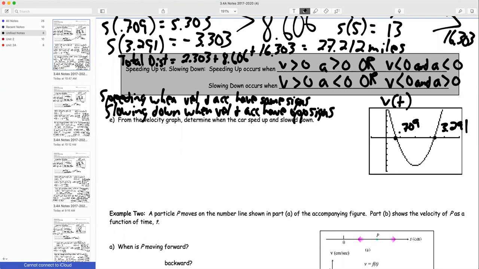From here to here, velocity is negative, below the x-axis. Acceleration, positive slope, slowing down. 3.291 to infinity, above the x-axis, velocity positive, slope positive, acceleration positive, same signs, speeding up. Okay, so we say speeding up.